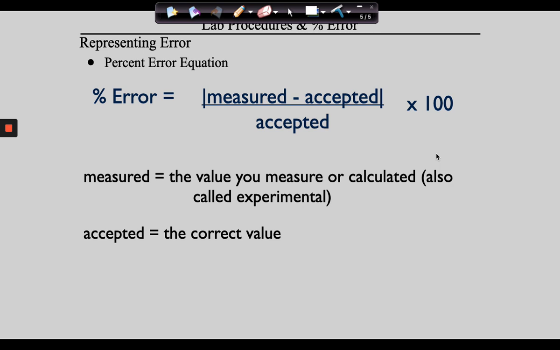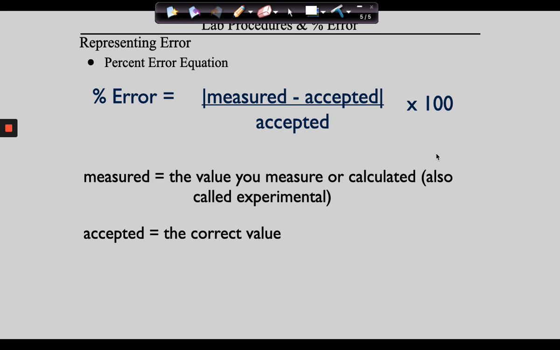We have a measured value. That is your value. That is the value that you got back from your experimentation. Some people call it the experimental value. Then, guys, we also have the accepted value. Some people call it the theoretical value. That is the correct answer. That's what you're shooting for.